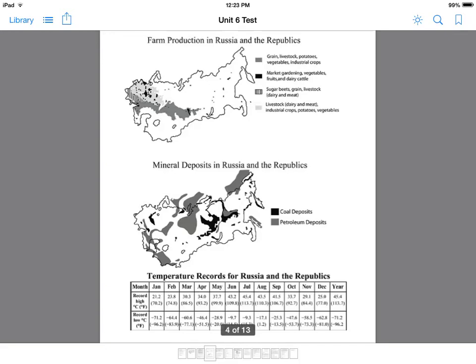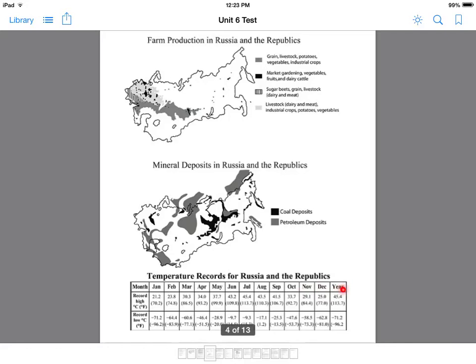Here we have two maps and a chart. The first map reads farm production in Russia and the republics. The second map reads mineral deposits in Russia and the republics. And the chart says temperature records for Russia and the republics. So the first thing to remember is that this is Russia and the republics.